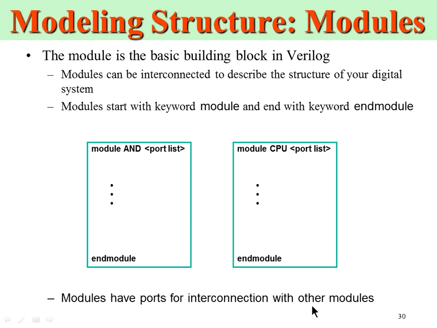Modules have ports for interconnection with other modules. So how do I interconnect them with other modules? Now this interconnection is happening between sub 3 and COM2 and system. How do I do that? I have ports, which are part of the port list. So the port list can have input ports or output ports or in-out ports for bidirectional ports. We'll see that. Using those ports, I can connect, let's say, this module to this module, and this module to some other module further.